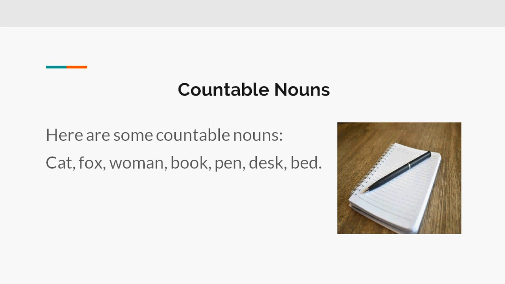Countable nouns. Okay, these are examples of countable nouns. Cat, fox, woman, book, pen, desk, bed. These are all examples of countable nouns. Nouns that you can count. Let's move on.